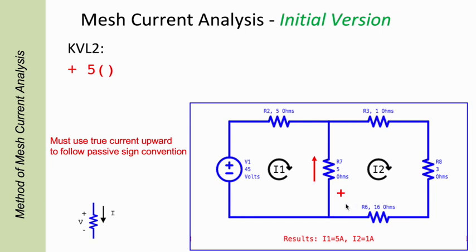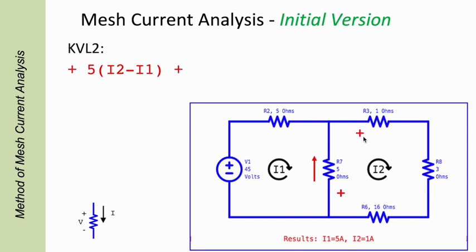Okay, KVL2, again, starting at 7 o'clock. By passive sign convention, I assign the plus sign to the bottom side of this resistor here. Then I need to get the true current upward for Ohm's law, and in this case, the true current upward is going to be I2 minus I1. So I have 5 times I2 minus I1.